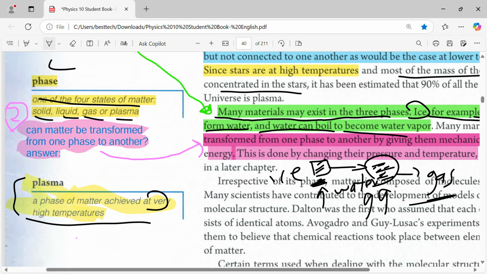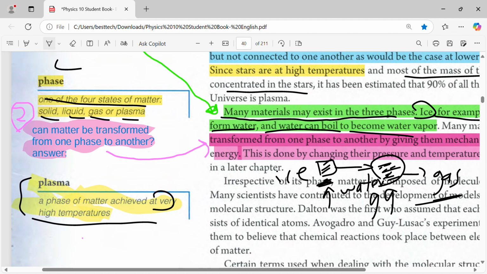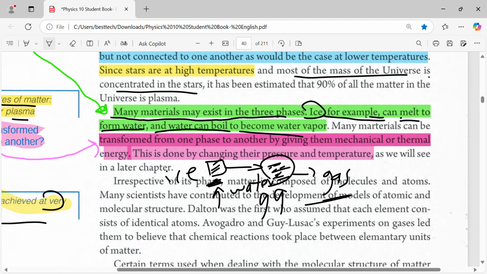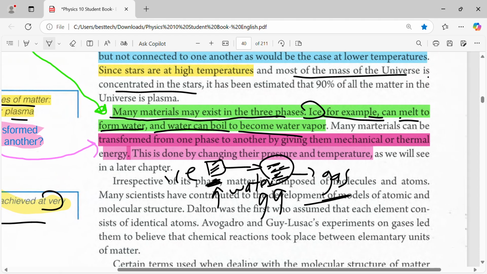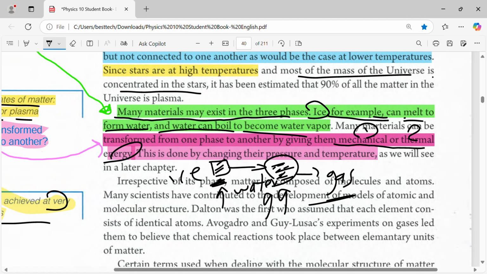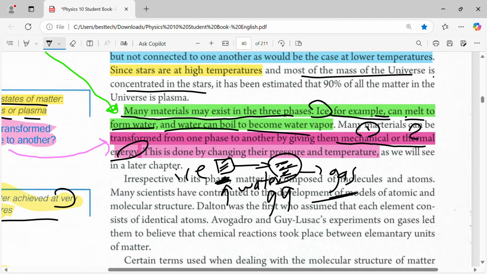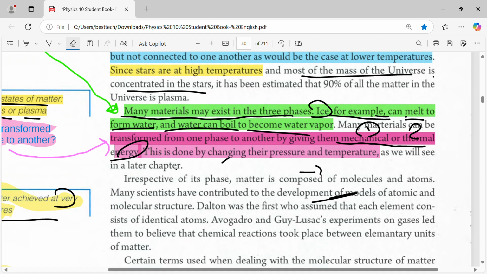Another question: can matter be transformed from one phase to another? Of course. I told you by this example, guys. We can change the state of the matter from one phase to another by giving it what? By giving it energy. But which type of energy? By giving it mechanical or thermal energy. Guys, this is important: mechanical and thermal energy, heat. As I showed you here, by giving it heat or thermal energy, the state of the matter from solid to gas will be changed. Or sometimes by the mechanical too. By the mechanical, you can convert the state of the matter.